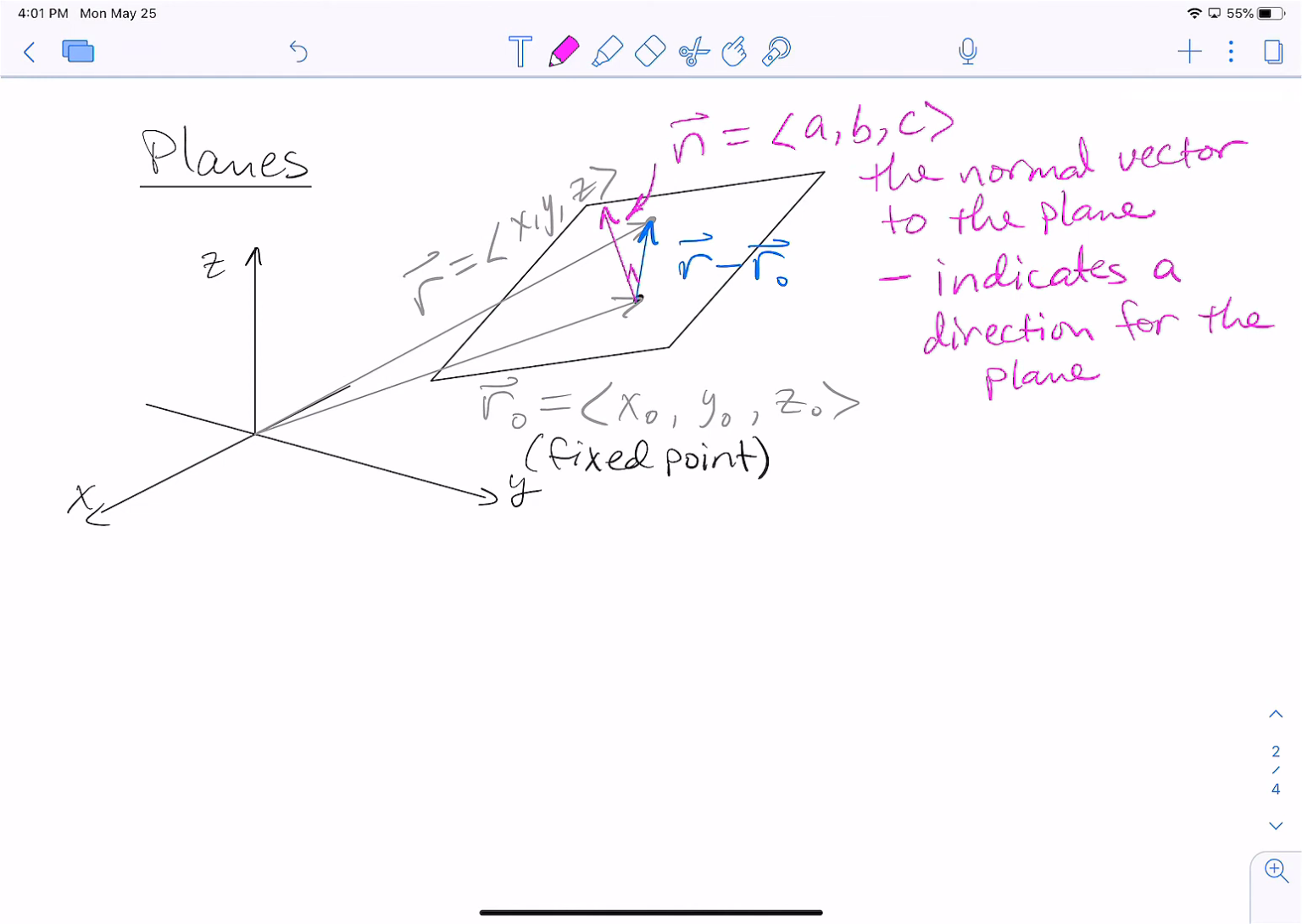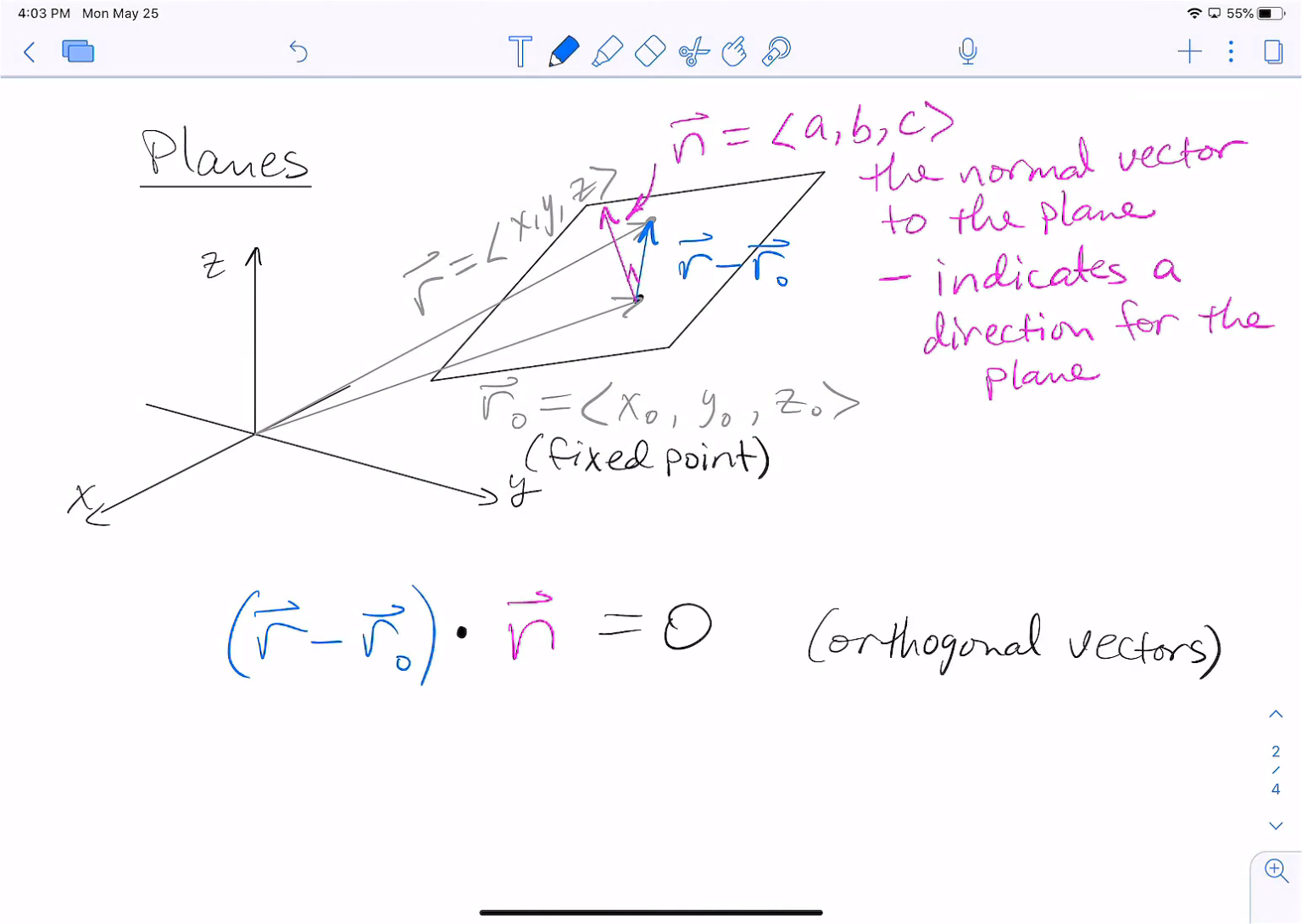Now each plane actually has two normal vectors. The other one would point in the opposite direction, and we're not going to bother ourselves with which one we're dealing with. We can always use either one. Now, because n is normal to the plane, it's orthogonal to the vector r minus r naught. So r minus r naught dotted with n is going to give us 0. They're orthogonal vectors after all. This is going to give us the equation of our plane.